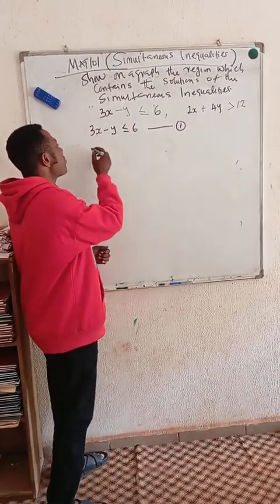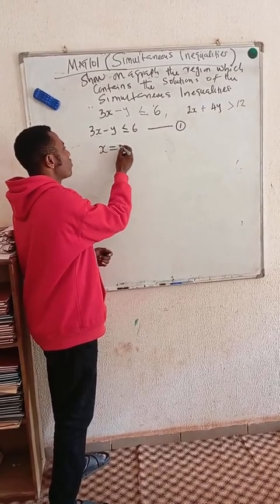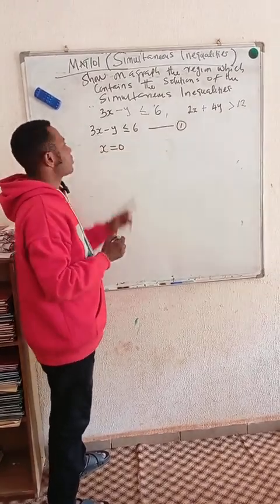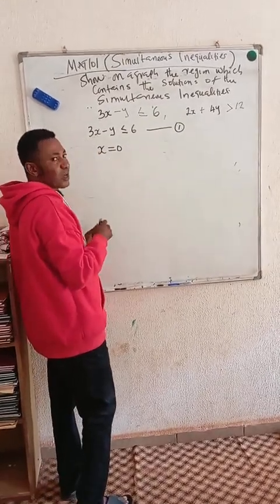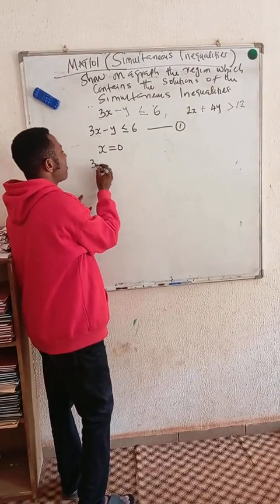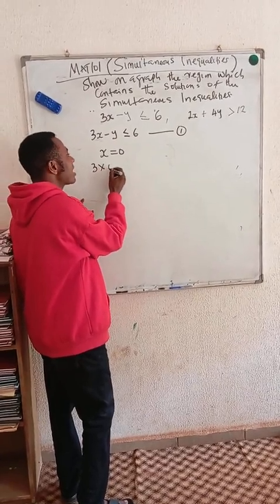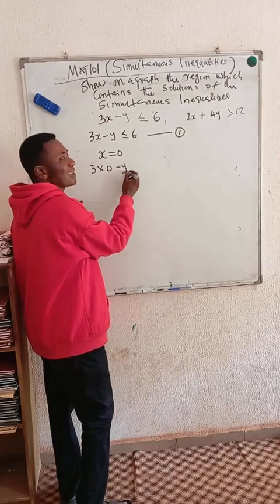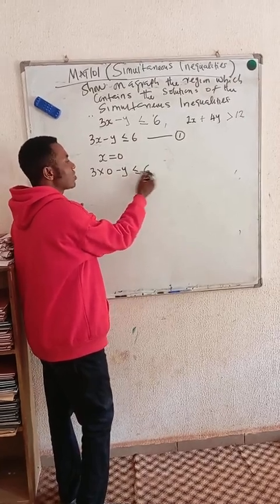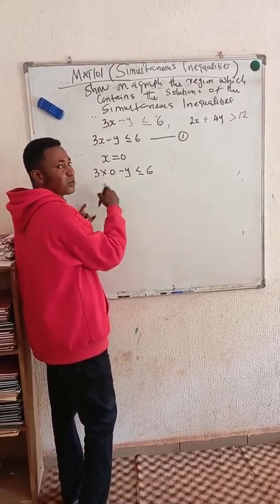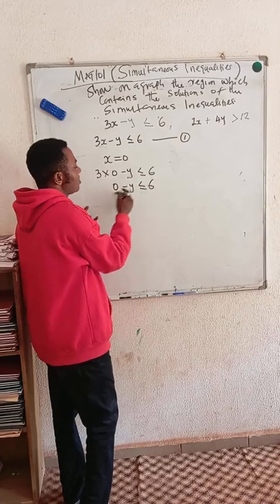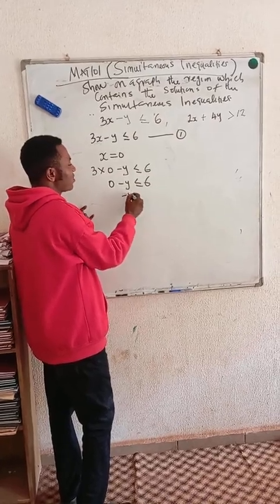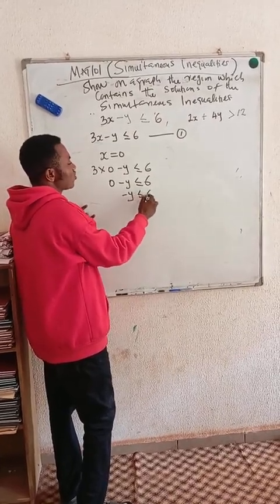So we assume x to be equal to 0. Putting x to be 0, what are we going to get? It will be 3 multiplied by x, which is now 0, minus y less than or equal to 6. 3 times 0, you have 0. 0 minus y, you have minus y less than or equal to 6.